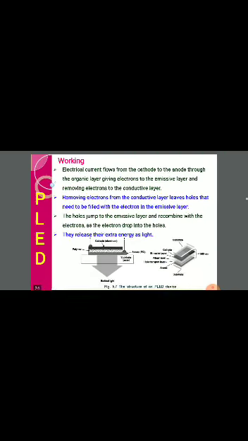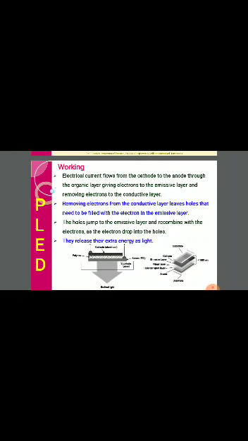Working, here also almost similar. The electrical current flows from the cathode to the anode through the organic layer, giving electrons to the emissive layer and removing electrons from the conductor layer. Removing electrons from the conductor layer leaves holes that need to be filled with electrons in the emissive layer. The holes jump to the emissive layer and recombine with the electrons as the electrons drop into the holes. Then they release their extra energy as light.